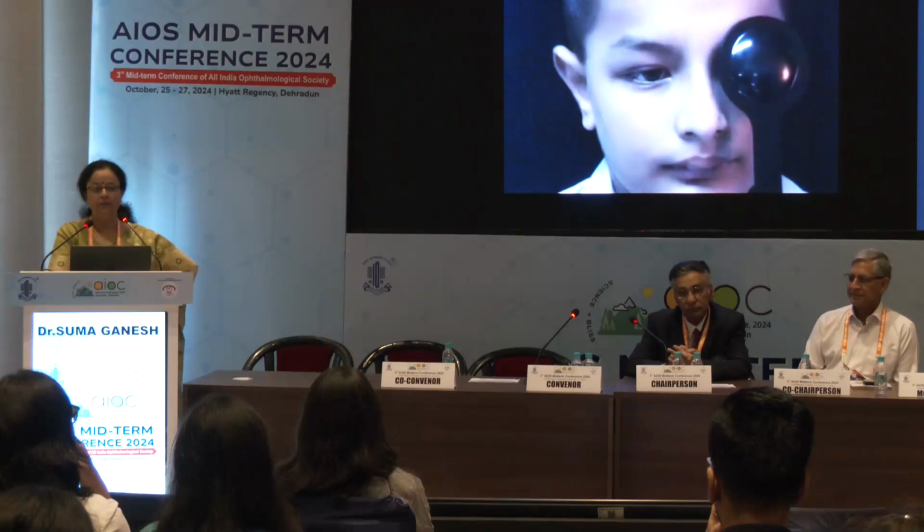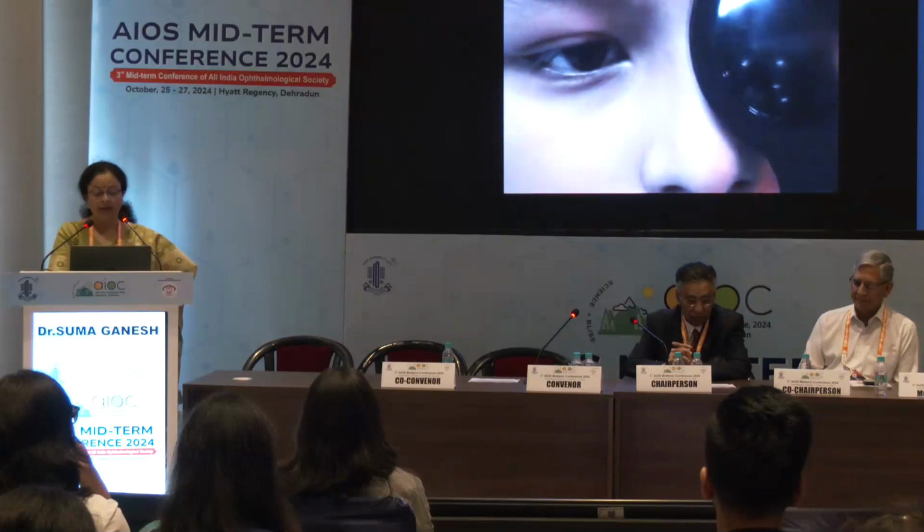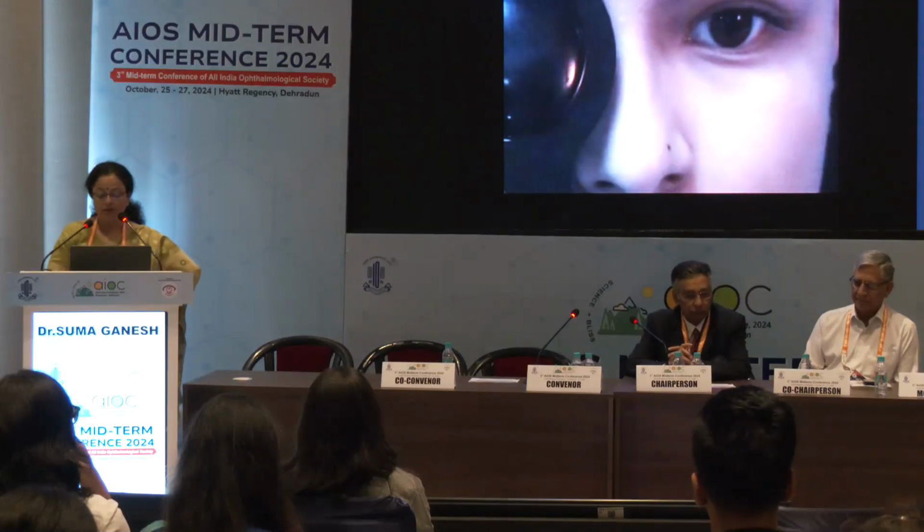So this is a child who has right hypertropia. Now, how do you distinguish it? See, one eye is coming down, and the other eye is going up. So this is a true hypertropia. Now you see the other eye is coming up.